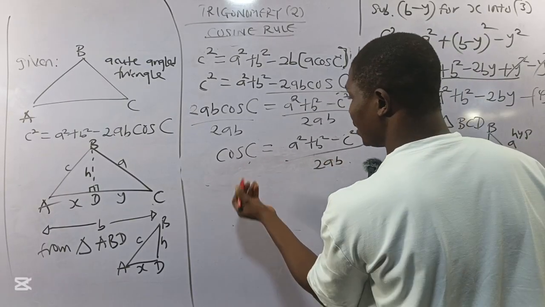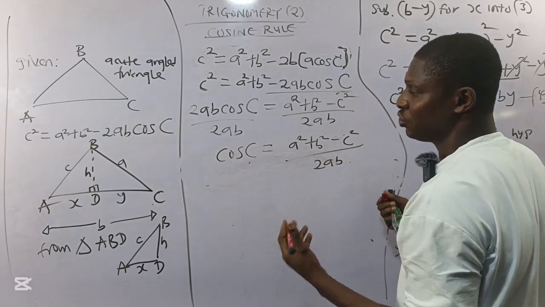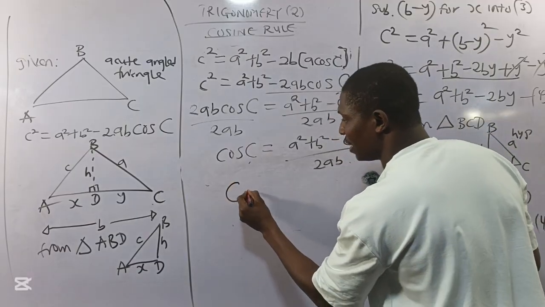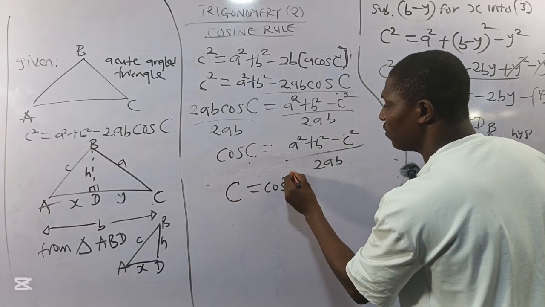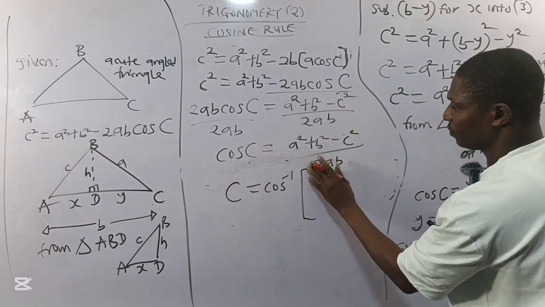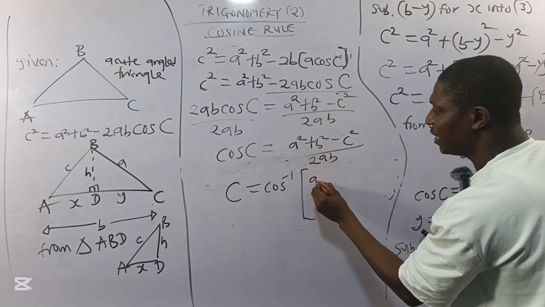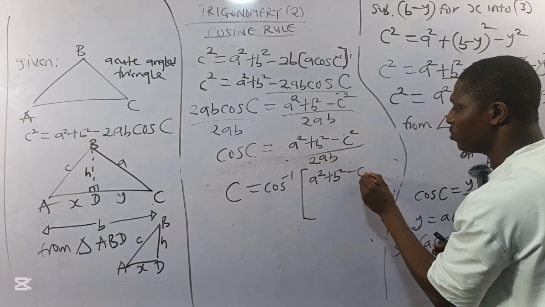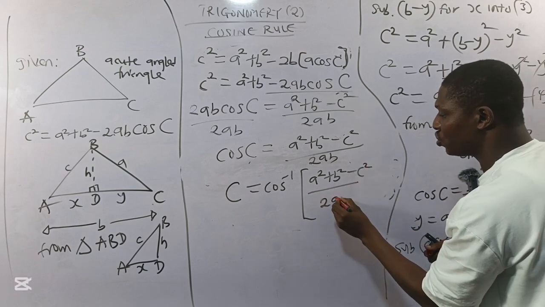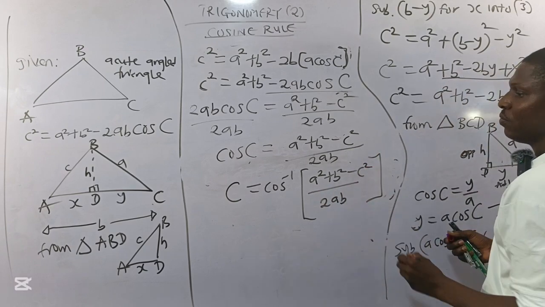And if I want C to stand alone, which is not common in some textbooks, I'll have capital C equals cos inverse in brackets A square plus B square minus C square all over 2AB. And we have this.